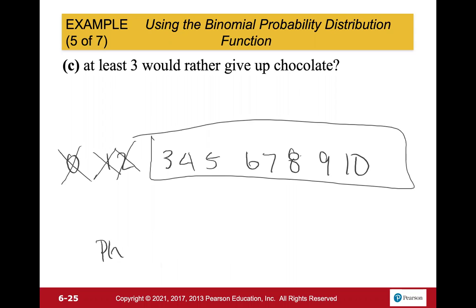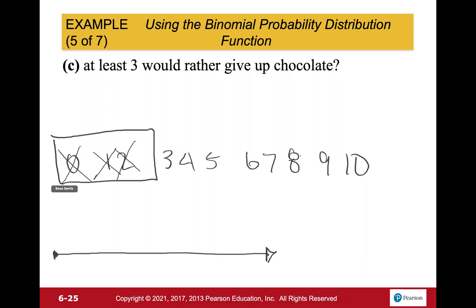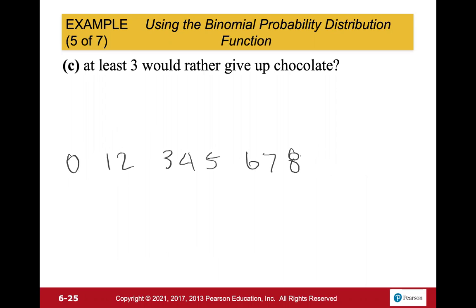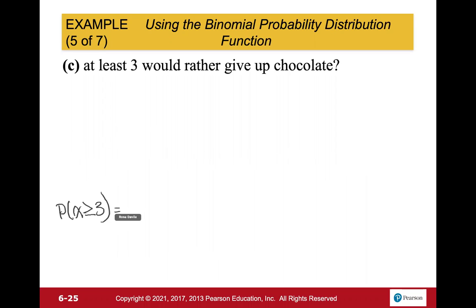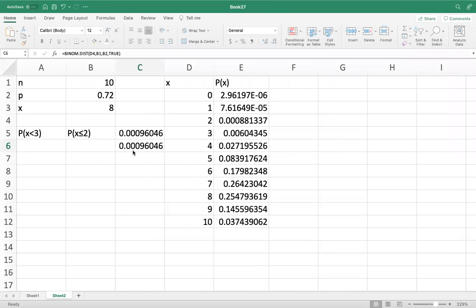Because in Excel, we tell it where to stop. So it starts off at like negative infinity and keeps going until we tell it to stop. We're going to have to look at these values here and then get the complement of whatever those values are. So here, probability of X being greater than or equal to 3, because that's exactly what they were asking. This is going to be equal to 1 minus the probability of X being less than or equal to 2. Again, because Excel is going to start from negative infinity and go up to where you want it to. So here it's going to start at 0 and go up to whatever you want it to. We can't start at a certain number and go forward from there. So let's take a look at exactly what I mean here.